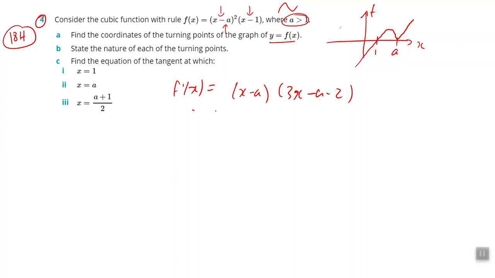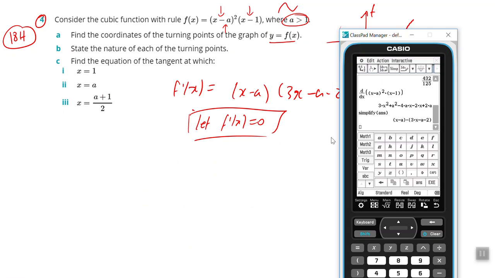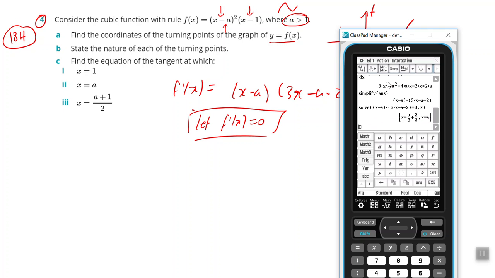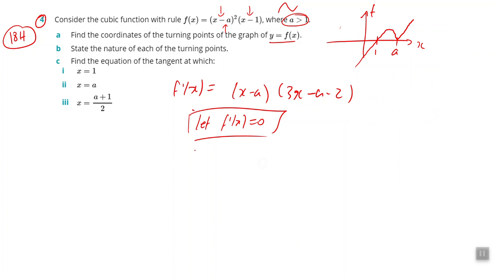So let f'(x) equal 0. We want to solve that because the turning points occur only when that happens. So we're going to let this equal 0, go to solve, and we'll want to simplify our answer. So x equals (a + 2)/3 and x equals a. At x equals a and x equals (a + 2)/3, there are turning points. And we need to find the coordinates of the turning points, so we need to find the corresponding y value.